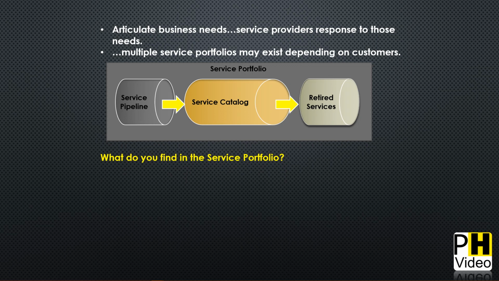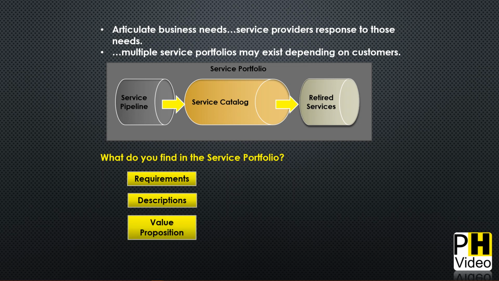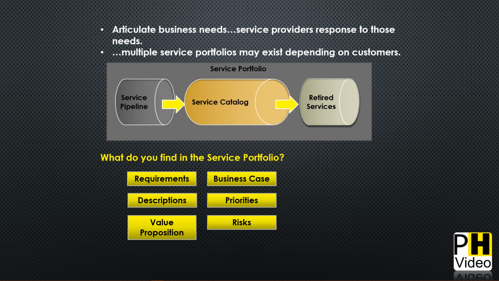But what is really in the service portfolio? We discussed that these are active services, things that we are providing to customers. But what's inside of it? Requirements. Whose requirements? Customer requirements. What do they want? What do they need? Descriptions. What it is. What does this service do? Our value proposition. How does this make money for the organization? The business case, the justification for having that service there in the first place. Priorities. Certain services are going to take priority over others. Are there any risks associated? There will always be risks. What are they?